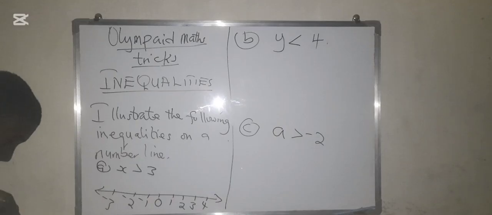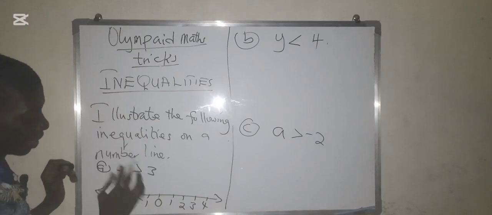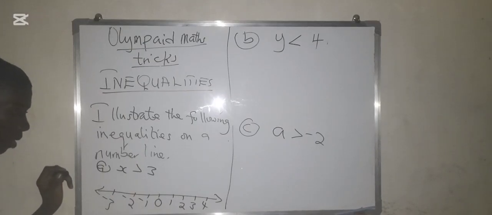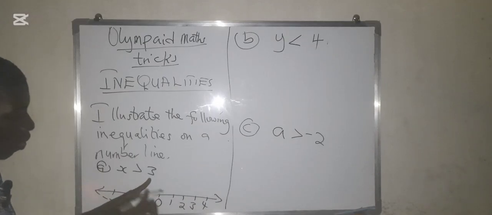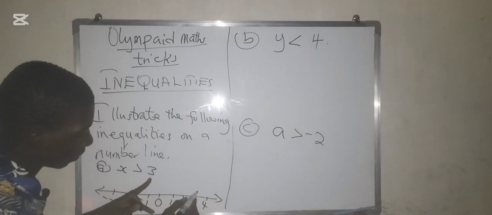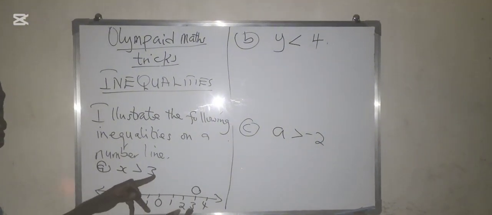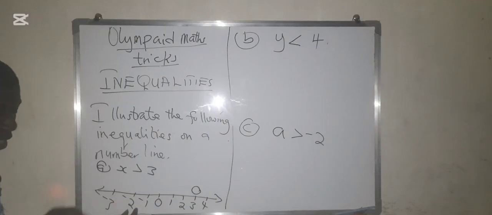Now, they said x greater than 3. The value here is 3. Always draw the circular ring on top of the 3. First draw a circular ring on top of the 3. If it is 5, you draw it on top of the 5. If it is 4, you draw it on top of the 4. If it's a negative integer, start drawing the circular ring on top of the negative integer.